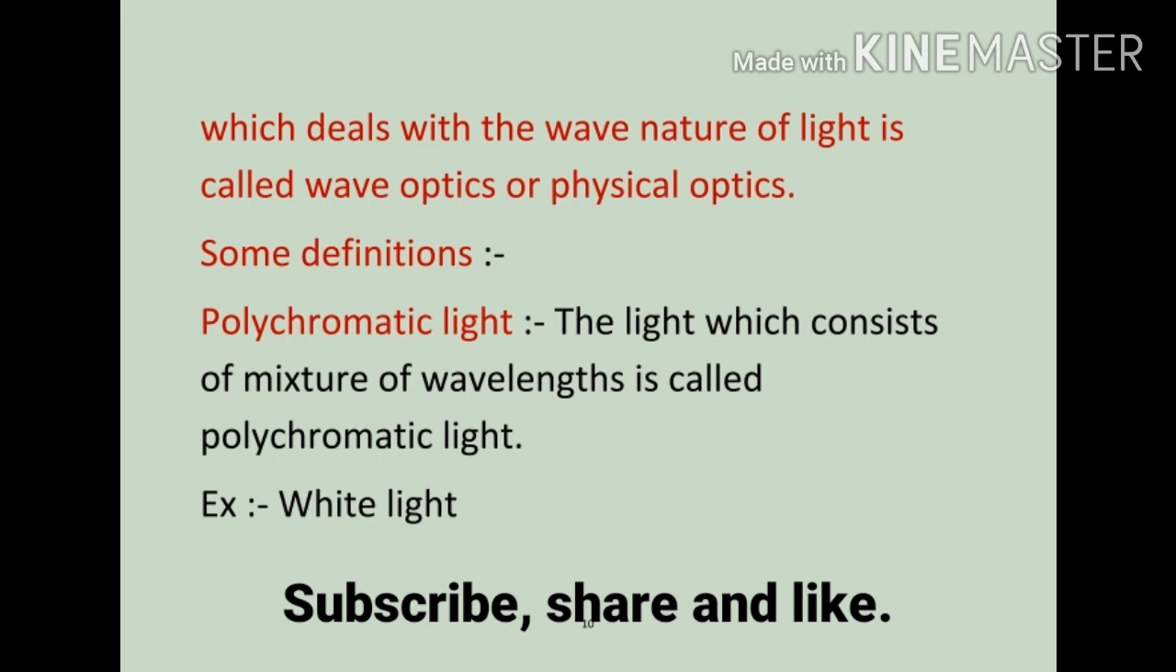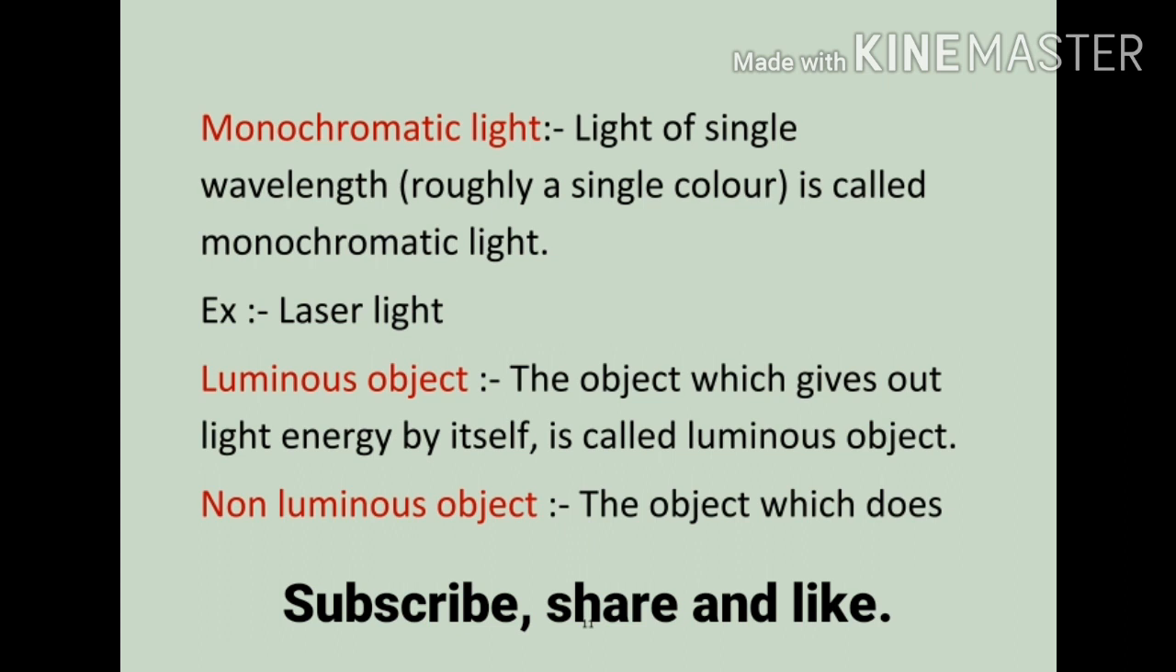First, we know about polychromatic light. The light which consists of a mixture of wavelengths is called polychromatic light. Example, white light. Next, monochromatic light. Light of a single wavelength is called monochromatic light. Example, laser light. Next is luminous object.